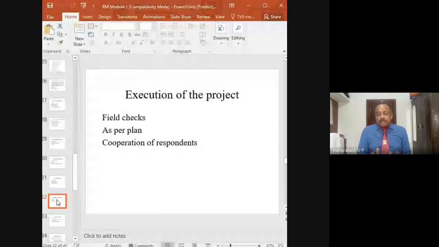You have to execute. If it includes focus group and interviews, that has to be conducted. There also cooperation of respondents is important. So cooperation of respondents is important when you are collecting the primary data. Secondary data, there is no question of cooperation. You are collecting from the existing studies which have already been published only. So here in this stage, you are doing the project or research as per the plan, as per the research design that you have planned.